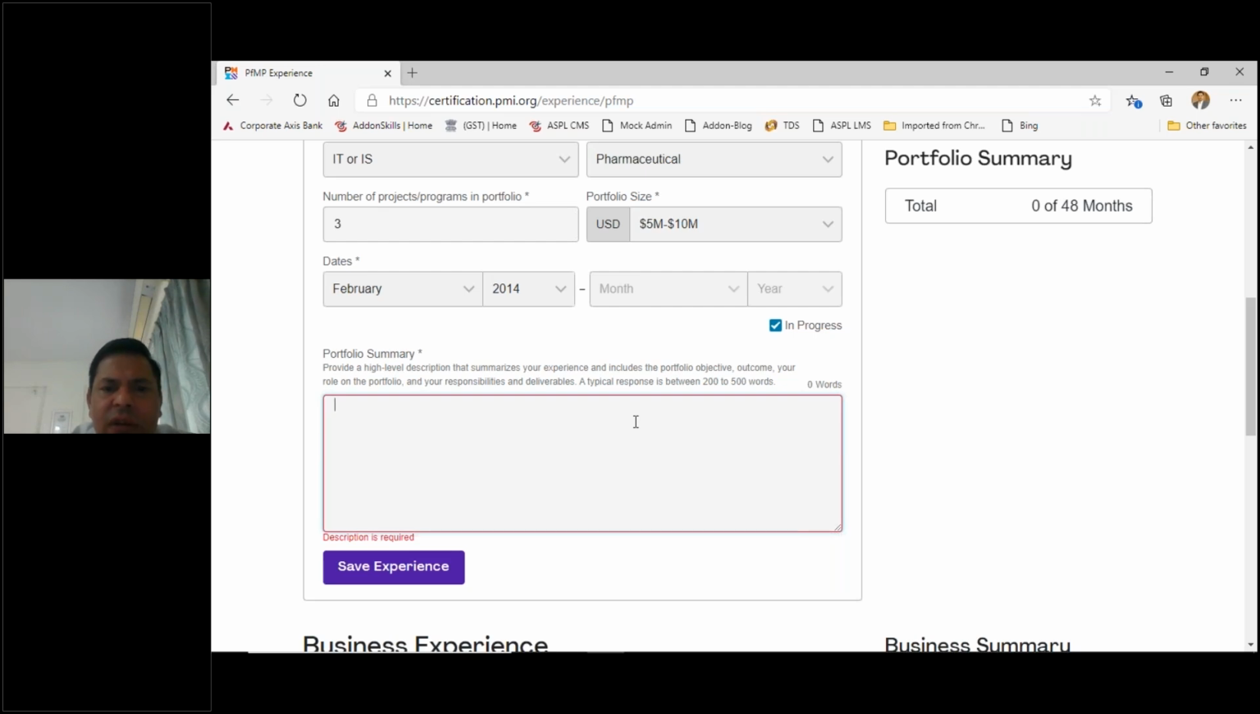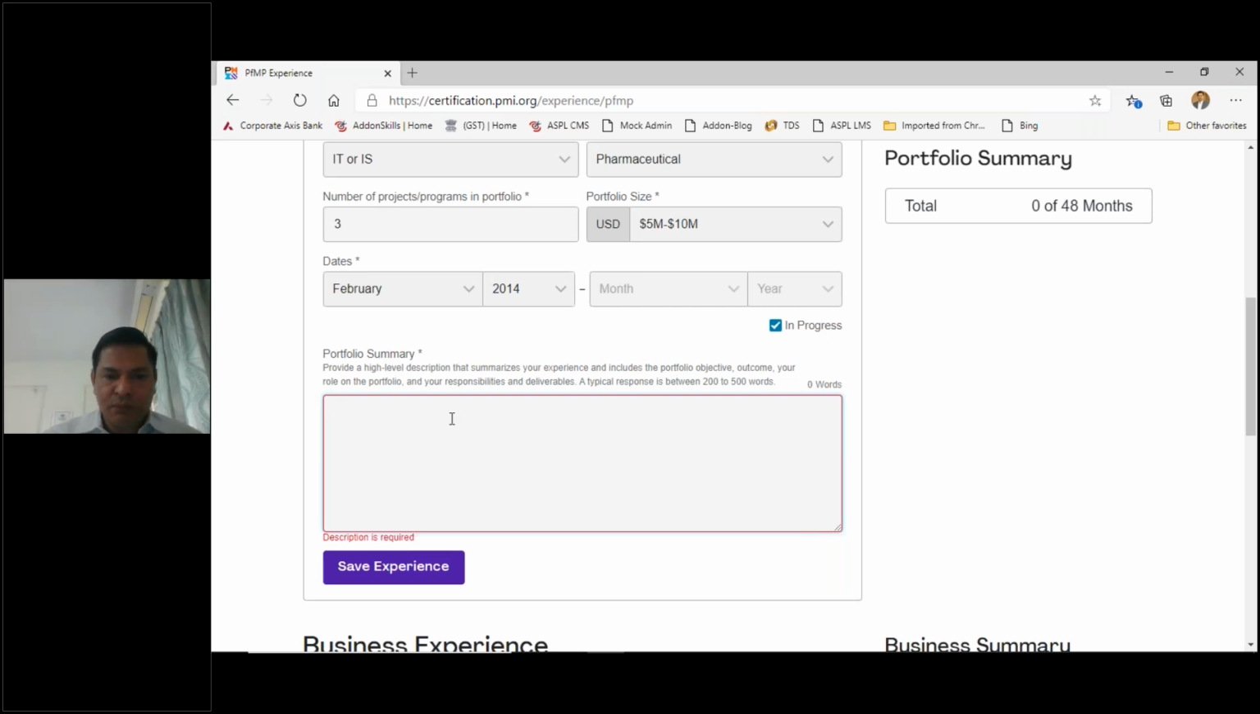If you just write 50 words, 100 words, then the panel reviewer will not be able to understand and judge your portfolio experience, and it may take time to clear your application or it may get rejected also. So maximum 500 words, minimum is 200 to 300. PMI says in the PfMP handbook, which I told you, the PMI expectation is minimum 300.